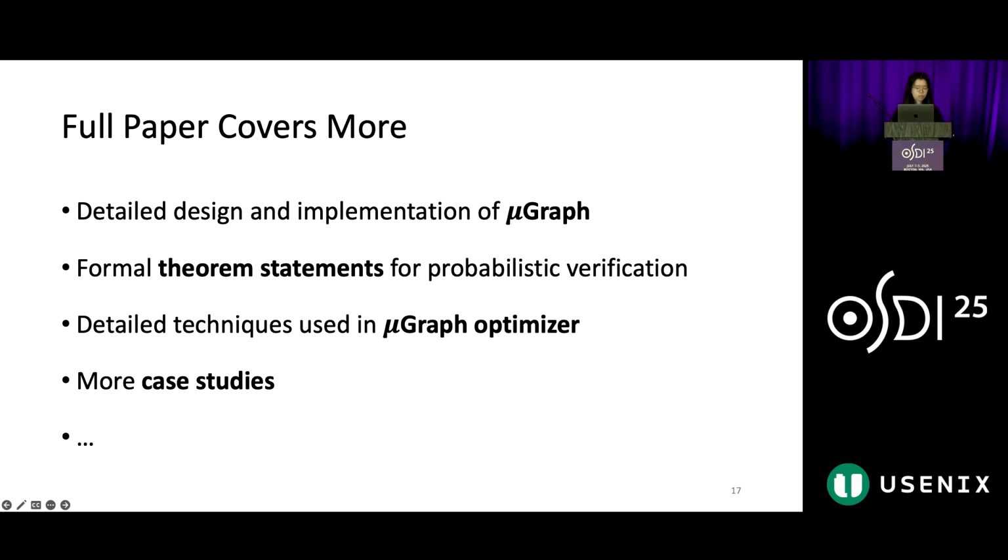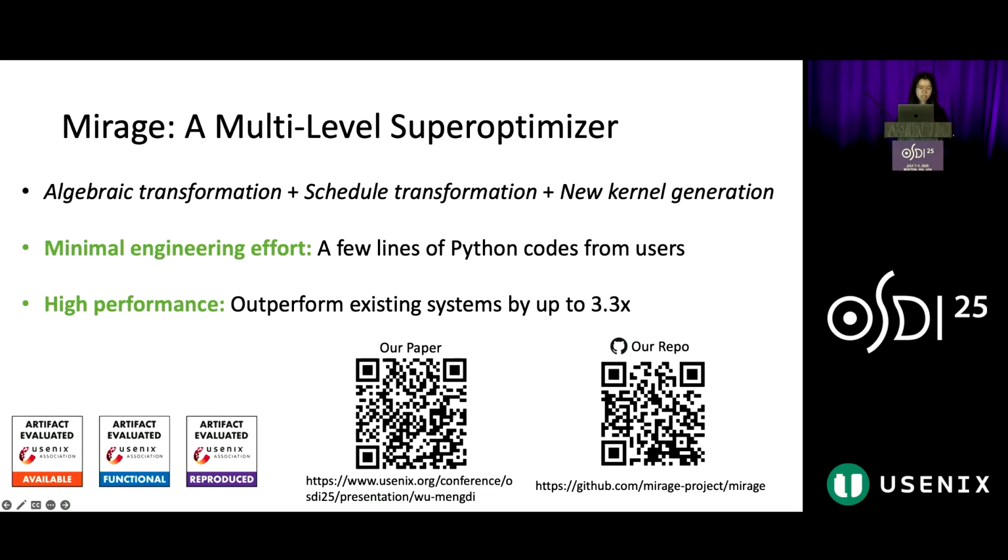In our full paper, you can find more about the detailed design and implementation of MuleGraphs, formal theorem statements for the probabilistic verification, detailed techniques used in the MuleGraph optimizer, and more case studies. Finally, Mirage is a multi-level superoptimizer where it can perform algebra transformation, schedule transformation, and new kernel generation together. It requires minimum engineering effort and can achieve high performance. Mirage is an open source project. If you are interested, you can check out our paper and our repo.